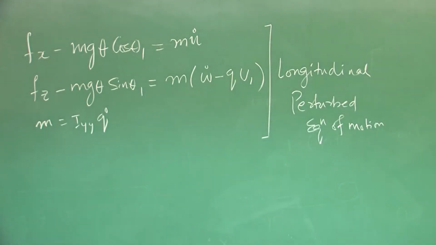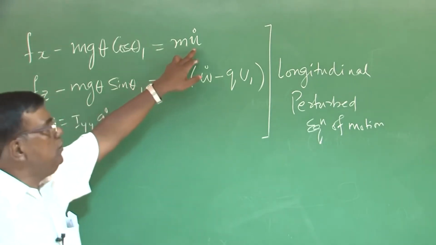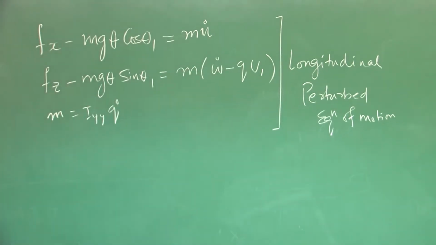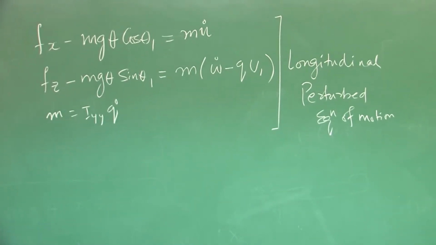Meaning thereby, what we are saying, what is this small u? Small u is the perturbed velocity along local x direction. What is Fx? Fx is the perturbed aerodynamic force. What is Fz? Perturbed aerodynamic force along the local z direction. And this is the perturbed aerodynamic moment about y direction.